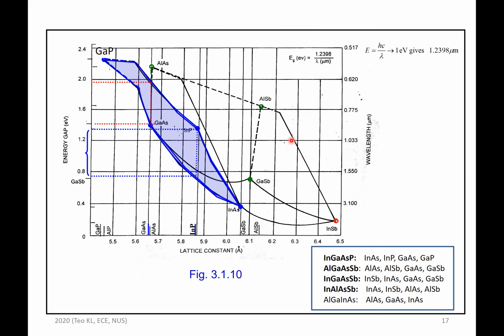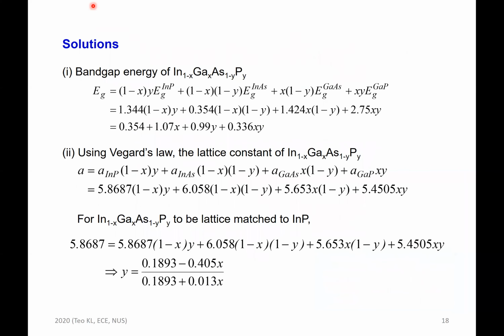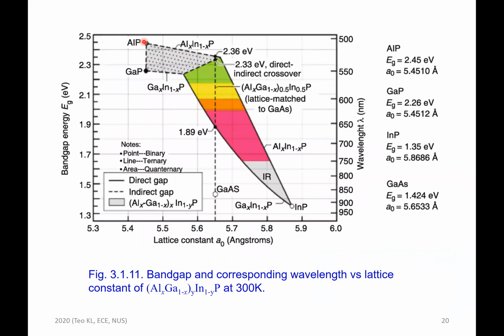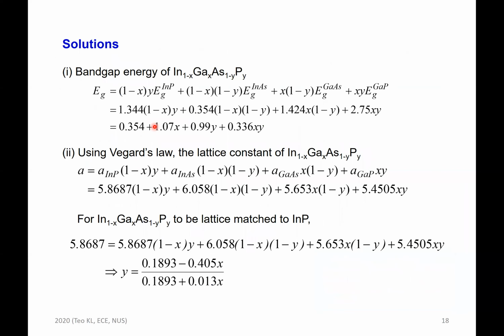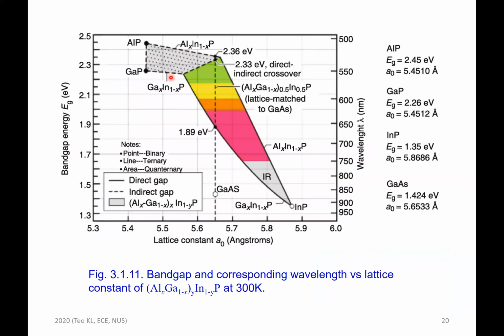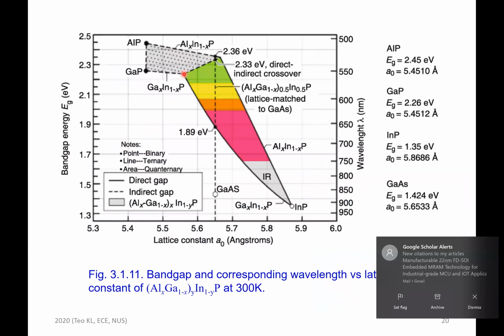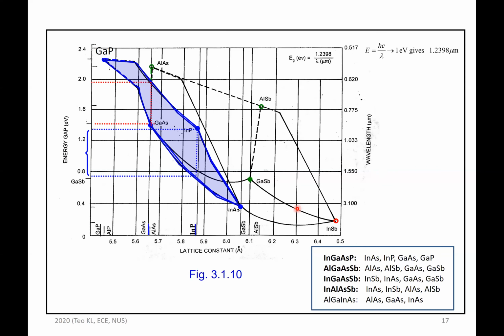Now, if you look at this graph itself, there's no aluminum phosphide. It should be at this range. So usually people will have another plot of aluminum phosphide down here. Okay, so gallium phosphide all the way to gallium arsenide, which we have seen, and then to indium phosphide. So gallium phosphide, indium phosphide.